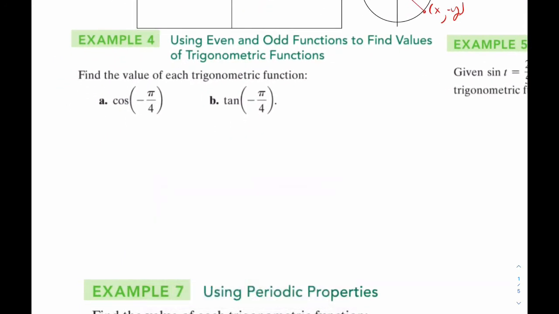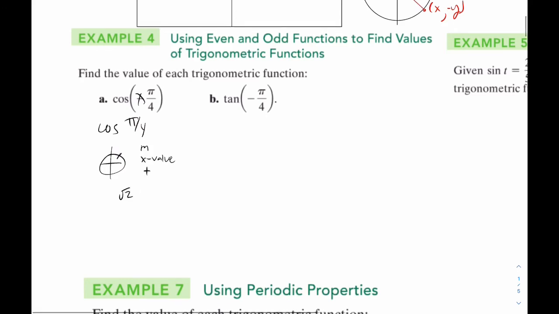So cosine's even, which means you just take that out. So we want cosine of pi over 4. Now from there, we use our unit circle technique. So hopefully you remember this from last year. Pi over 4 is in the middle. That is a medium x value. That's also positive, which means that's root 2 over 2.